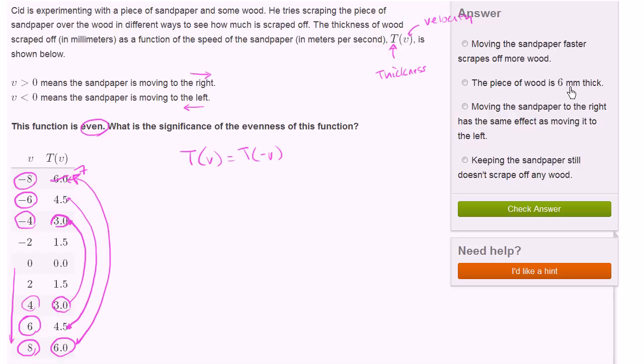The piece of wood is 6 millimeters thick. Well, we actually don't get any of that from the function. Moving the sandpaper to the right has the same effect as moving it to the left. Well, that seems pretty close to what I had said earlier, that for a given speed to the right or to the left, we get the same amount taken off of the piece of wood. So this looks like our answer. Keeping the sandpaper still doesn't scrape off any wood. Well, that is true, but once again it is not the significance of the evenness of this function.